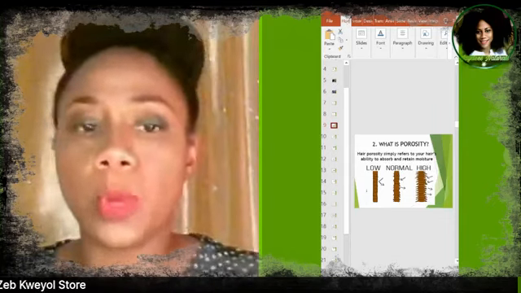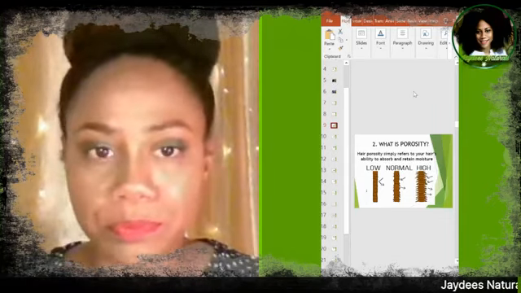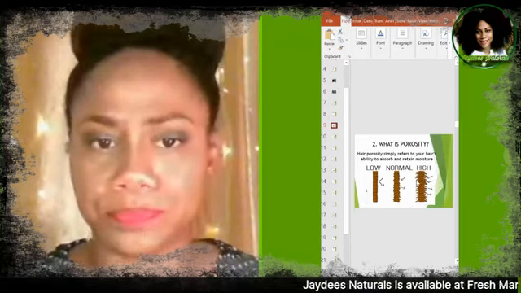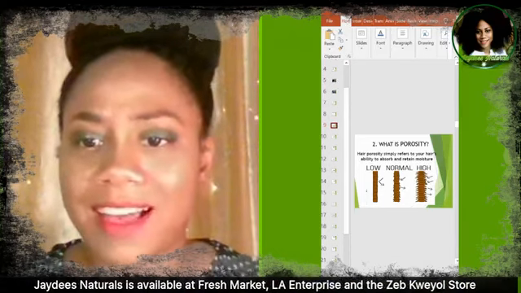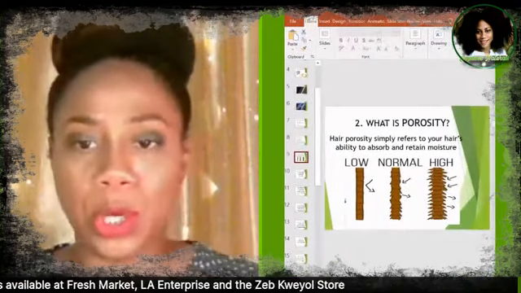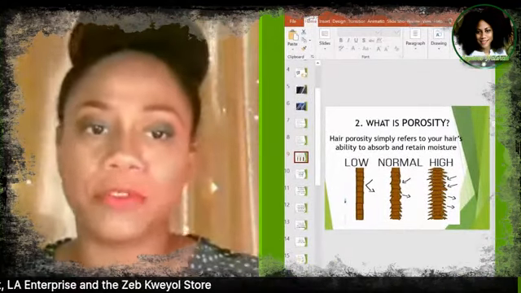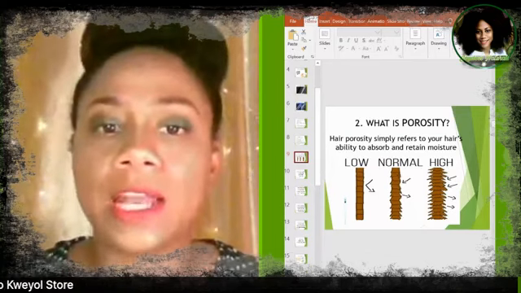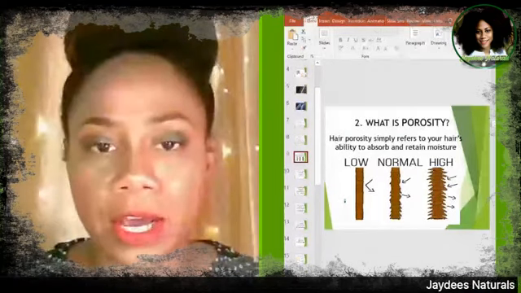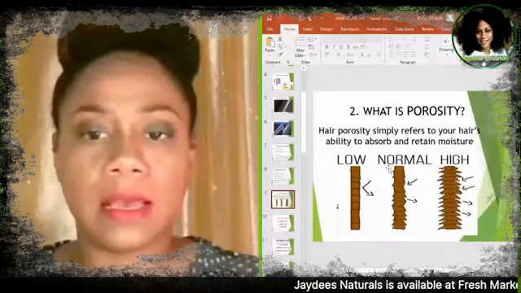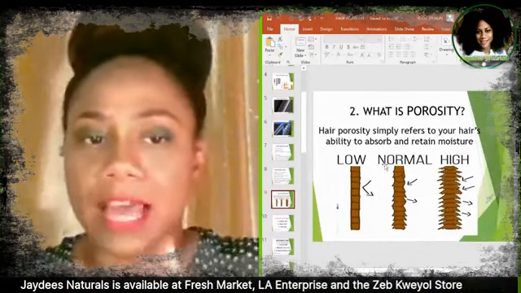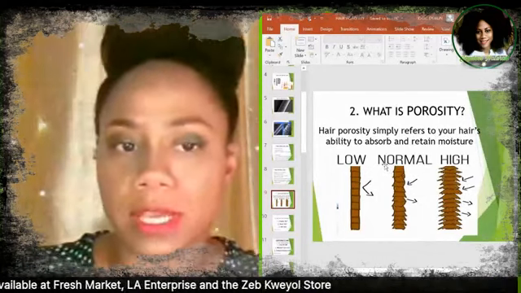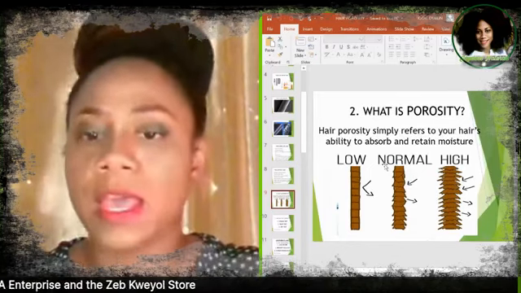Okay, so we can see from the picture that we have low porosity here. We're going to start off with low porosity, which is where the cuticles lie really tight and really close to the rest of the hair strand, to the cortex.